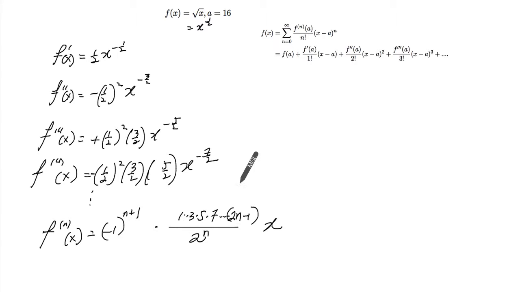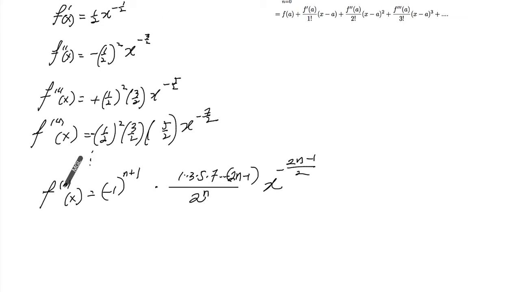Okay, and we get x to the power of negative 2n. So if you double this, you get 8, minus 1, you get 7. Double 3, you get 6, minus 1, you get 5. So 2n minus 1 all over 2. So this is your nth derivative formula.